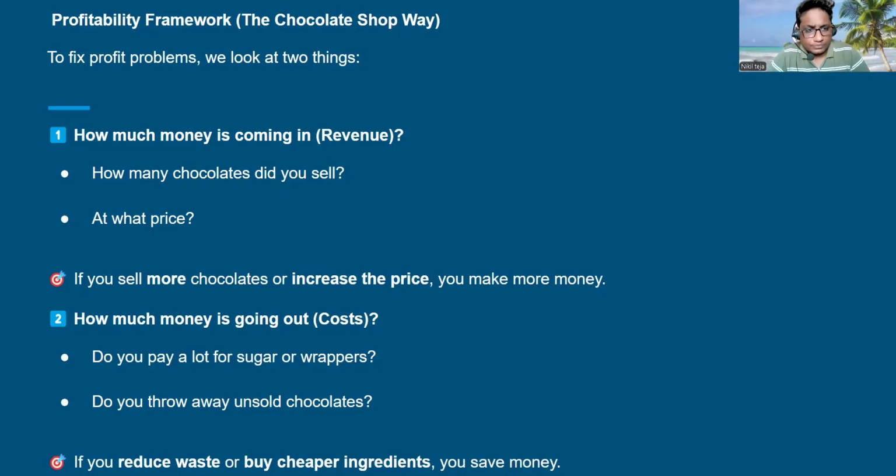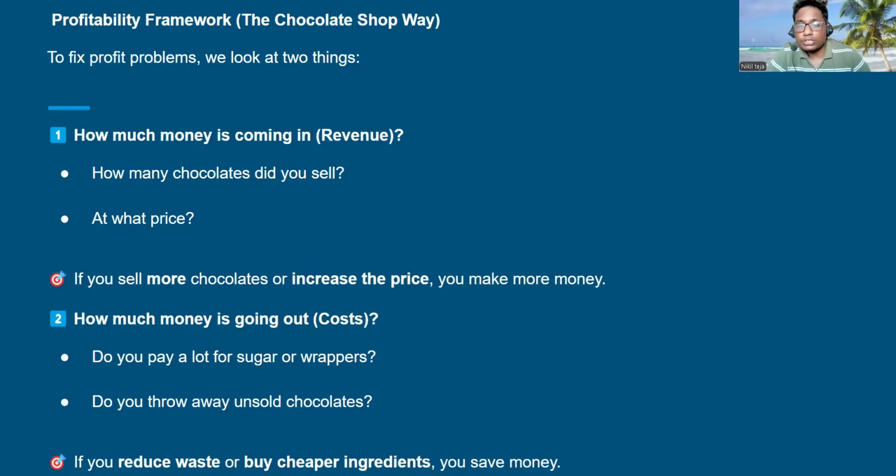How much money is going out is nothing but cost. How much money is going out in order to build my product, in order to make each chocolate? So these are the costs. In costs also, as you have seen in the financial concepts video, there will be two types of costs, fixed cost as well as variable cost. We will be discussing that also in the case studies, right? So how much money is going out? That is nothing but costs. Do you pay a lot for sugar or wrapper? These are the different costs, right?